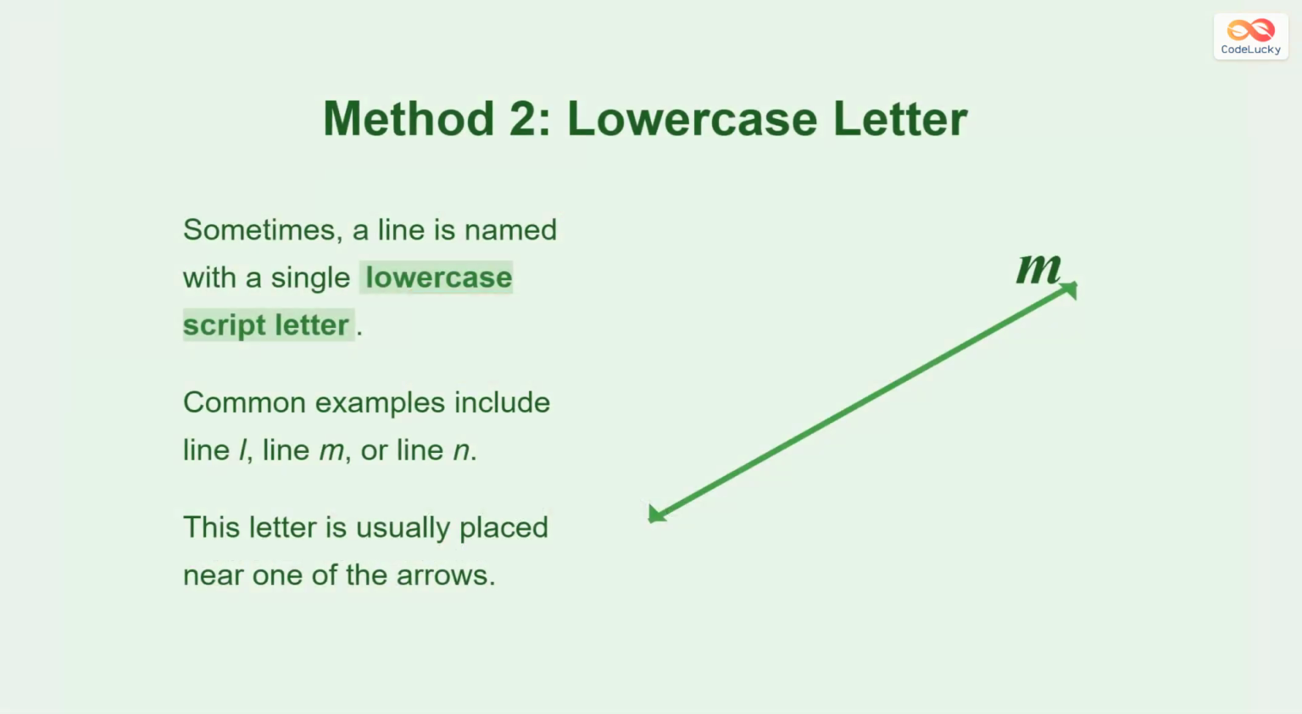There is a second way to name a line. Sometimes, you will see a single, lowercase script letter written next to the line. Like line m, this is a shorthand way to refer to the line without naming specific points.